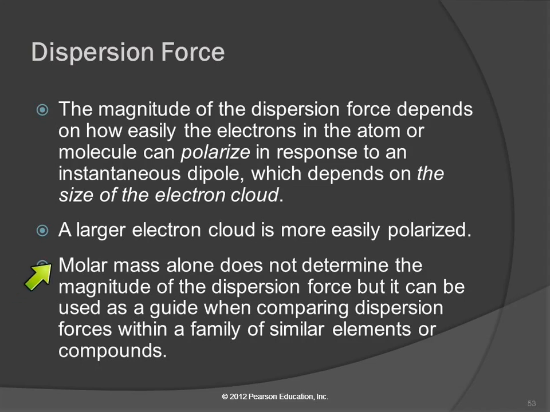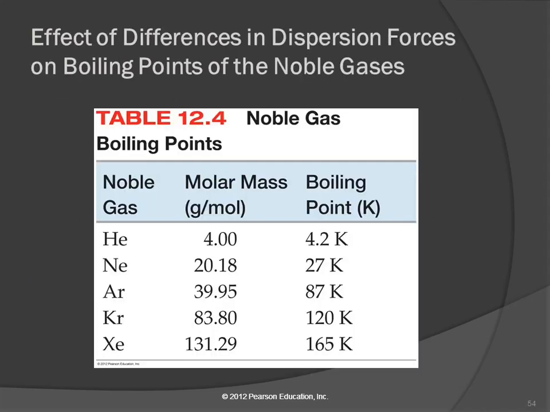So the molar mass reflects the size of the electron cloud. It alone does not determine the magnitude of the dispersion force, but we can use it to help us compare similar things. So let's look at the noble gases. Helium, neon, argon, krypton, xenon. They are all in group 8A in the periodic table. They all have full valence shells. They're all monatomic atoms in their natural state. So they have a lot of things in common.